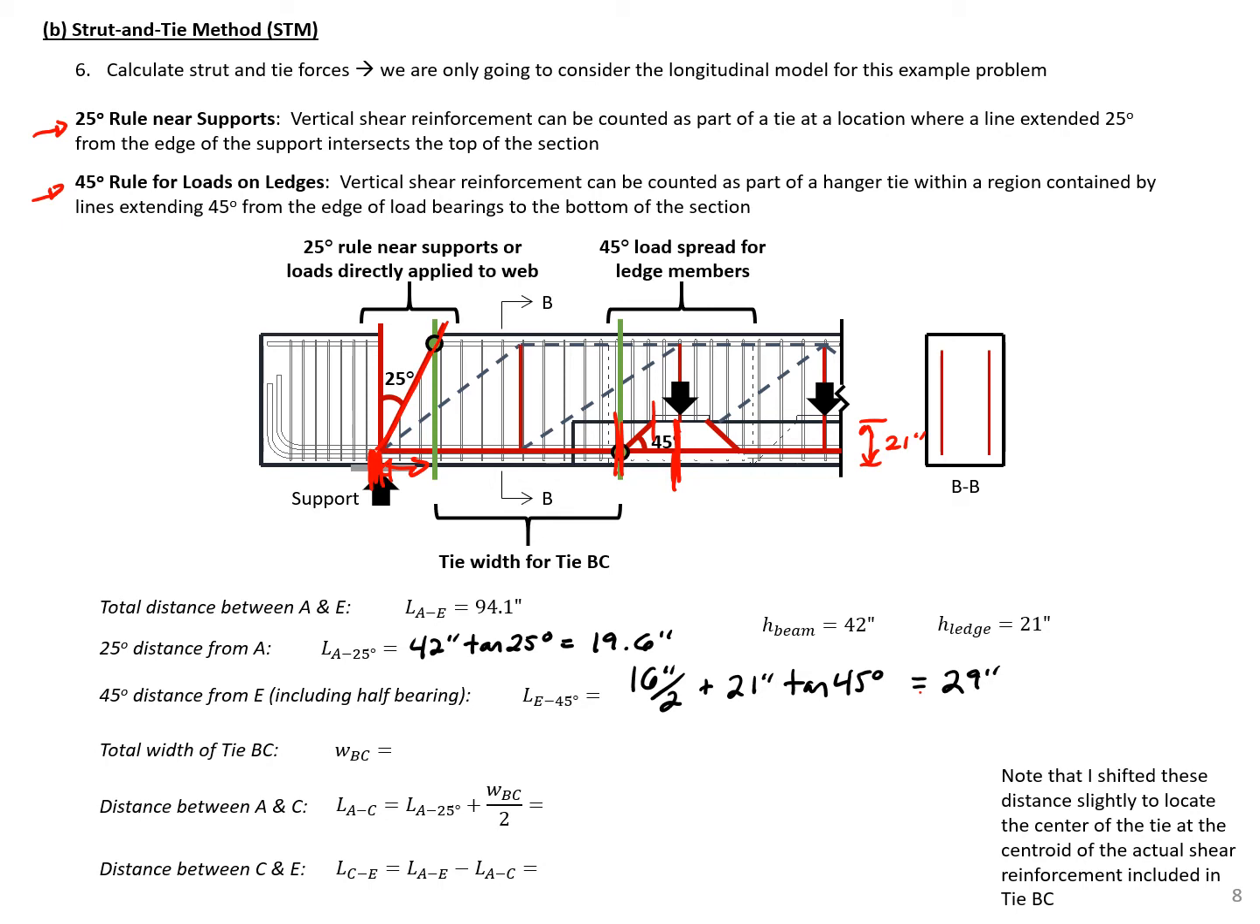So then the total width of our tie BC is our distance between A and E, so 94.1, minus 19.6, minus 29 inches, which gives us 45.5 inches. So then our distance between A and C is just our LA 25 degrees, which is 19.6, plus half of our tie width. So 45.5 divided by 2, which will give us a distance of 42.4.